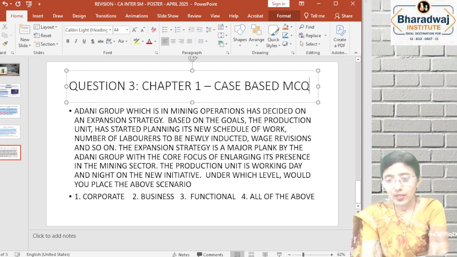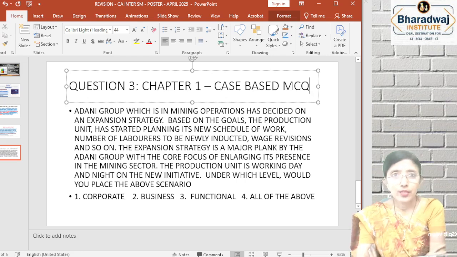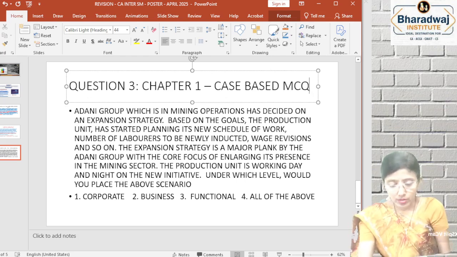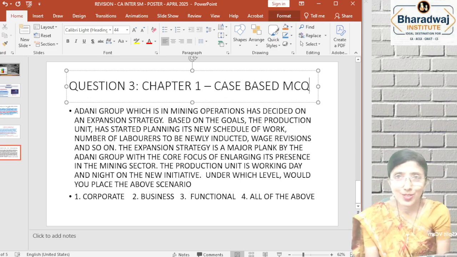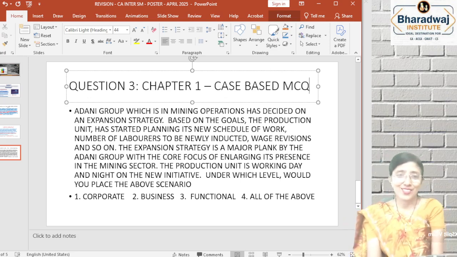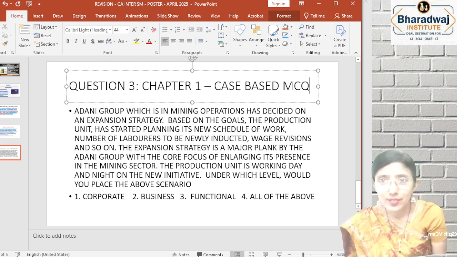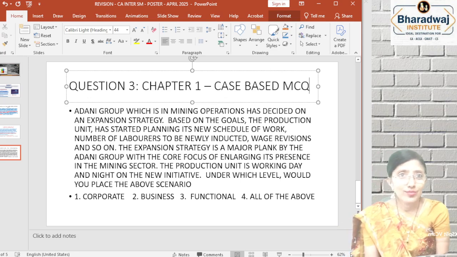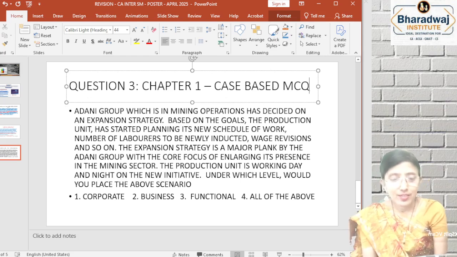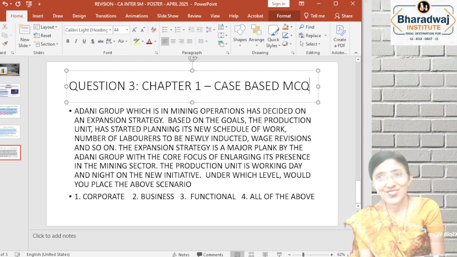Corporate. Okay. Kausalya has come with an answer. Georgian and Soumya, no idea. Yeah. Corporate. You? Functional. Functional maybe. Functional is correct.